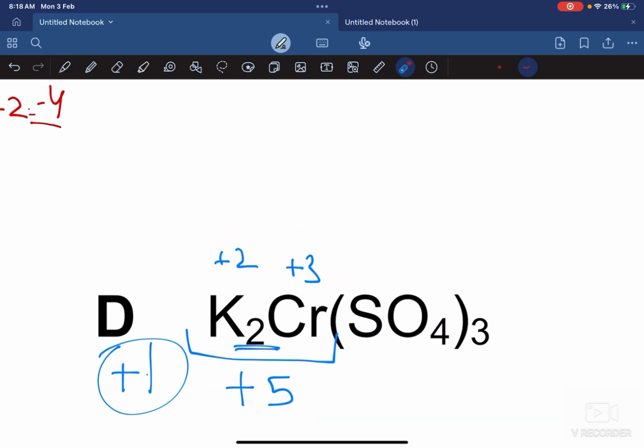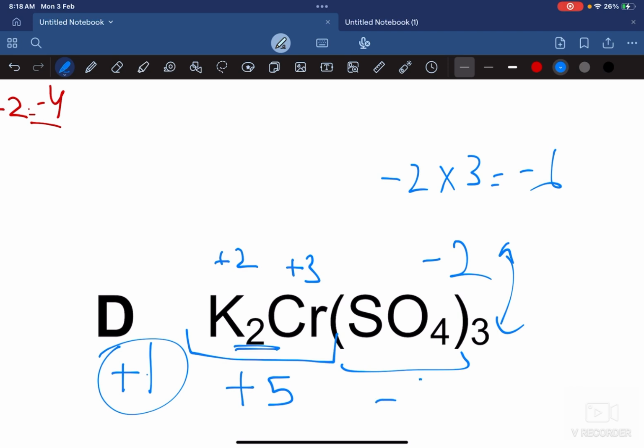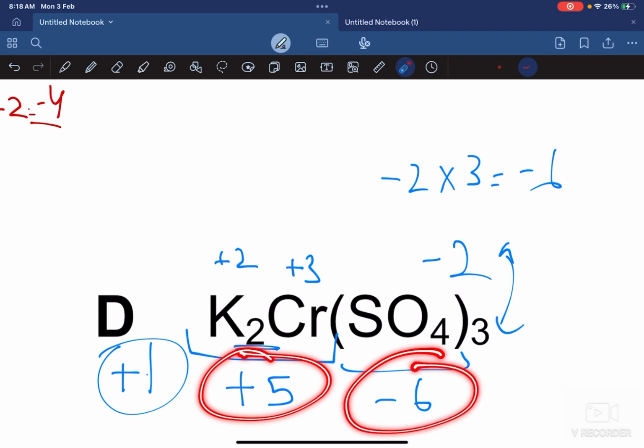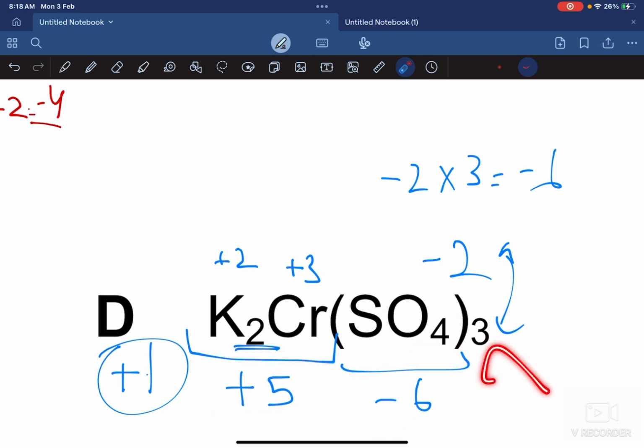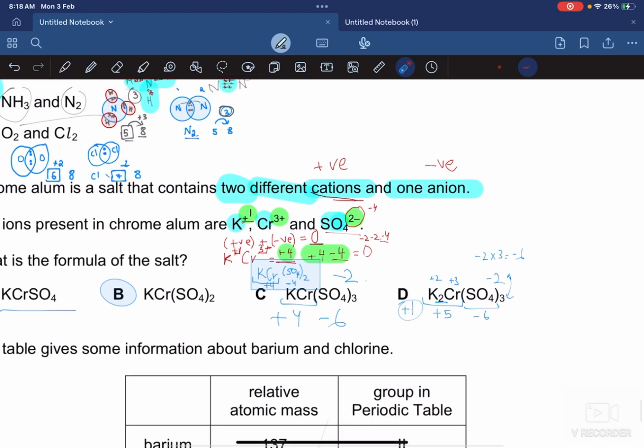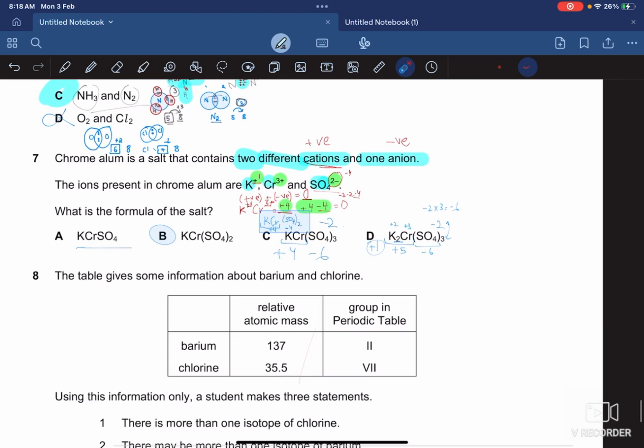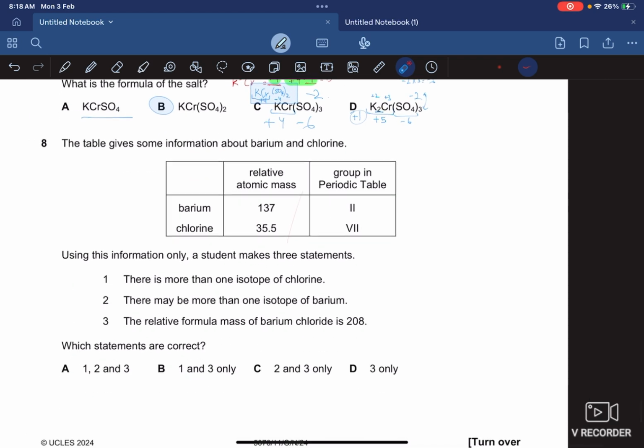Now let's see the net charge of this. 1 sulfate has a charge of -2. We have 3 sulfates, so we multiply -2 with 3 and we get -6. That's wrong because to balance out a +5 we need a -5 over here, and we're getting a -6. That doesn't make sense, so option D is also wrong and option B is correct. I hope this MCQ made sense to you guys. Now let's move on to the next one.